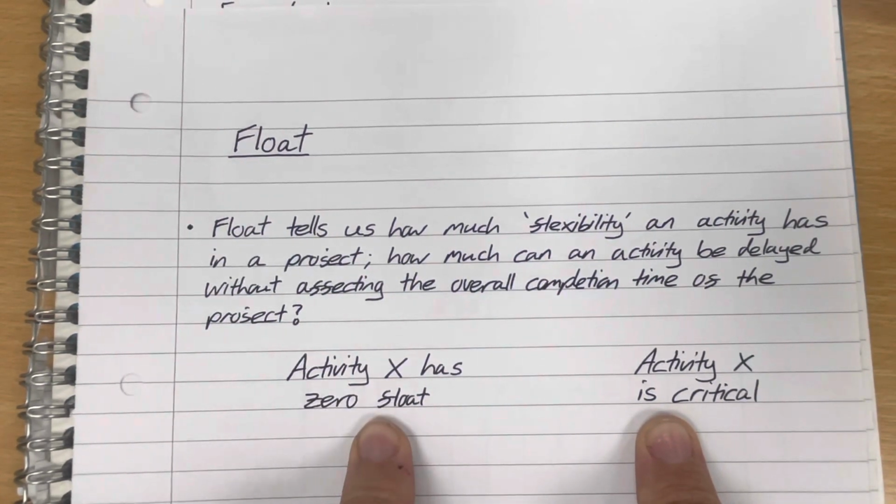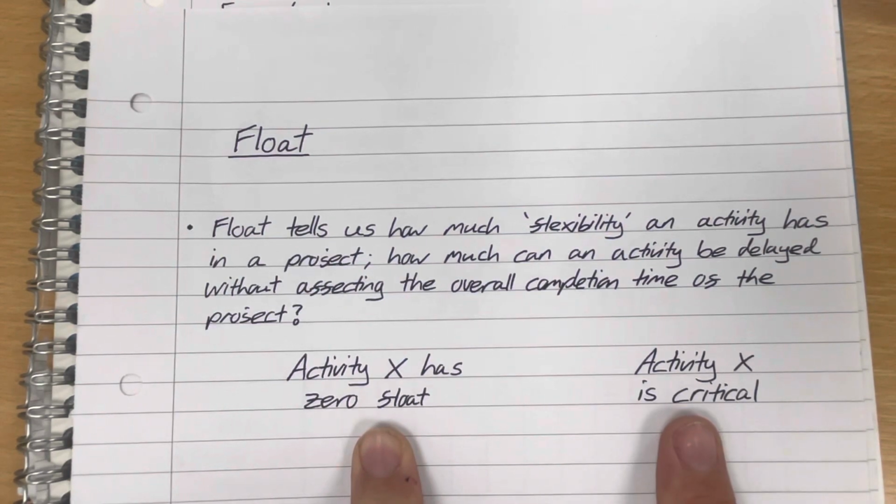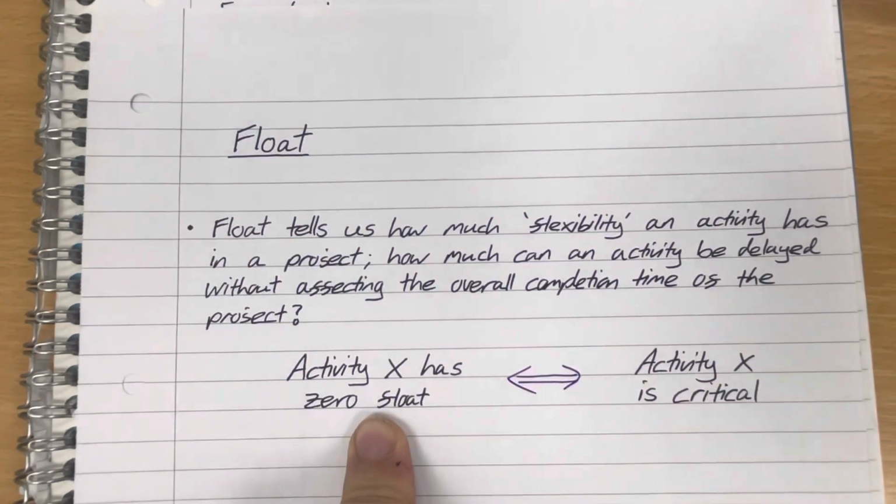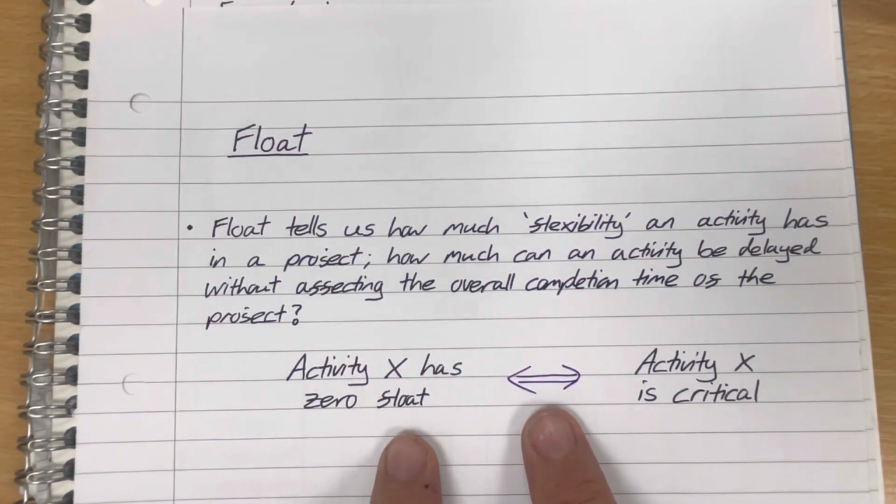If an activity has no float, it is critical. Conversely, if an activity is critical, then it has no float. So that is quite an important point to remember, particularly when calculating float. It does help you speed up the process.